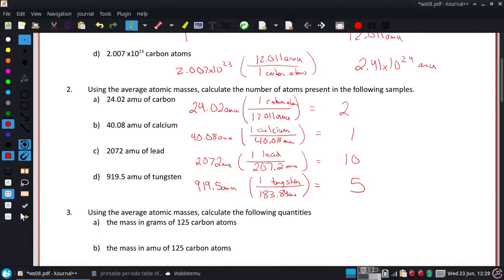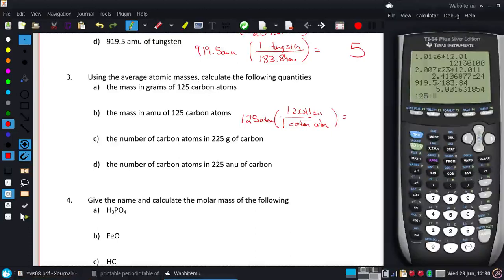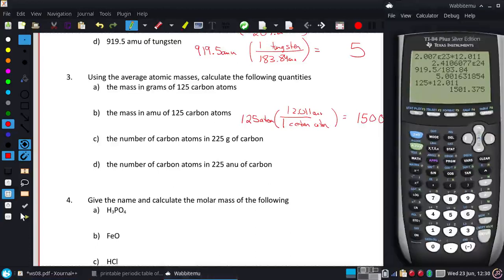Okay, on 3, we're going to add to our calculation because now we're looking, at least in a couple cases, at the number of grams. So on B, for instance, wanting to get the mass in AMUs of 125 carbon atoms, we're doing just like what we did in part A. So 125 atoms and 1 carbon atom times 12.011 AMUs. So 125 of them is 1,501 AMUs. I can do that.